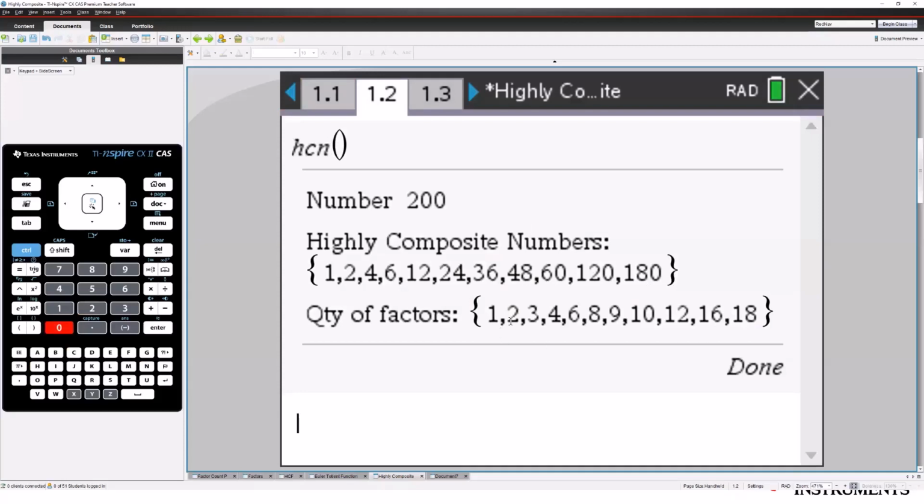The first one has 1, then 2, then 3, then 4, 6, 8, 9, 10, 12, 16, 18. We skipped 14, which is weird. We did get a 9 in there. That's kind of cool. And there shouldn't be many surprises amongst this. 36, 48, 60, 120, 180. These are numbers that we'd kind of expect to be having a lot of factors.